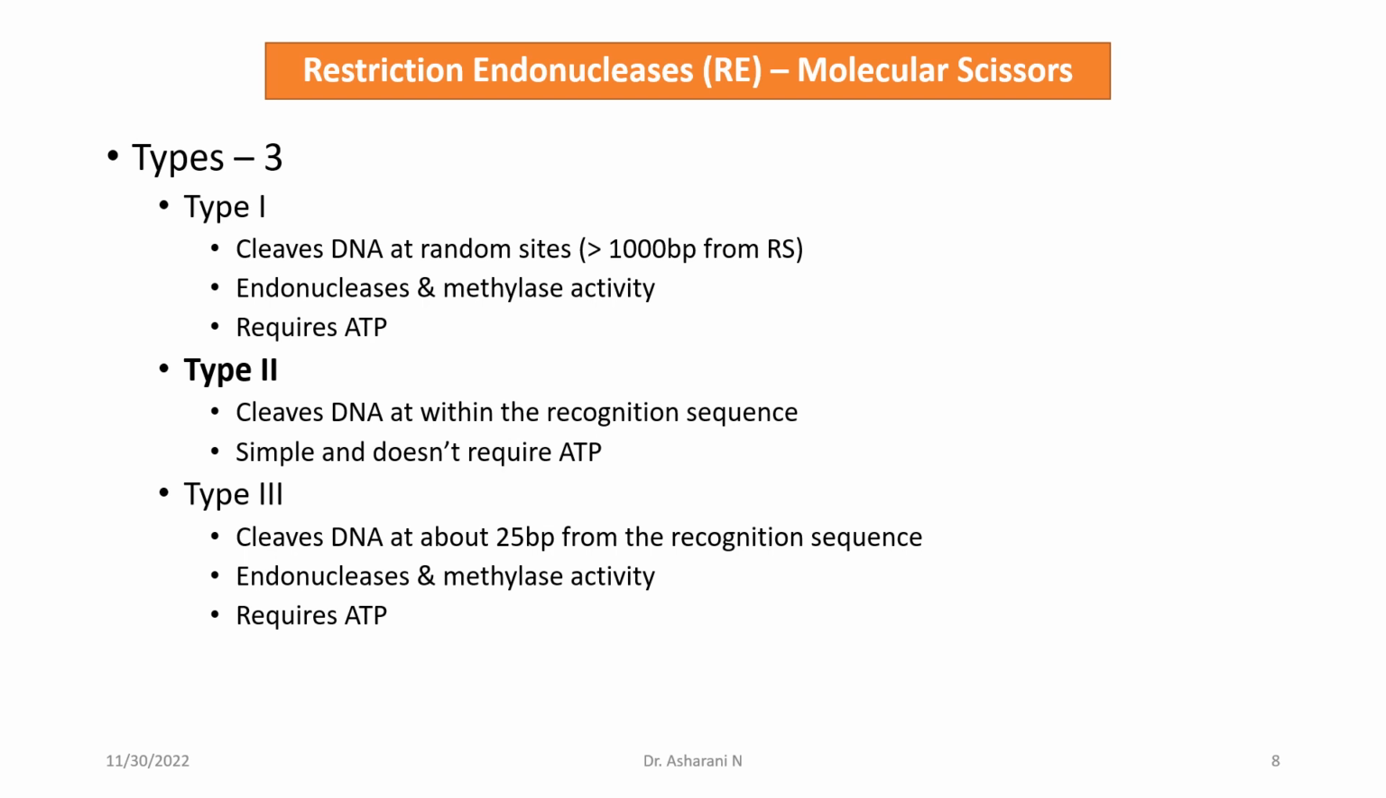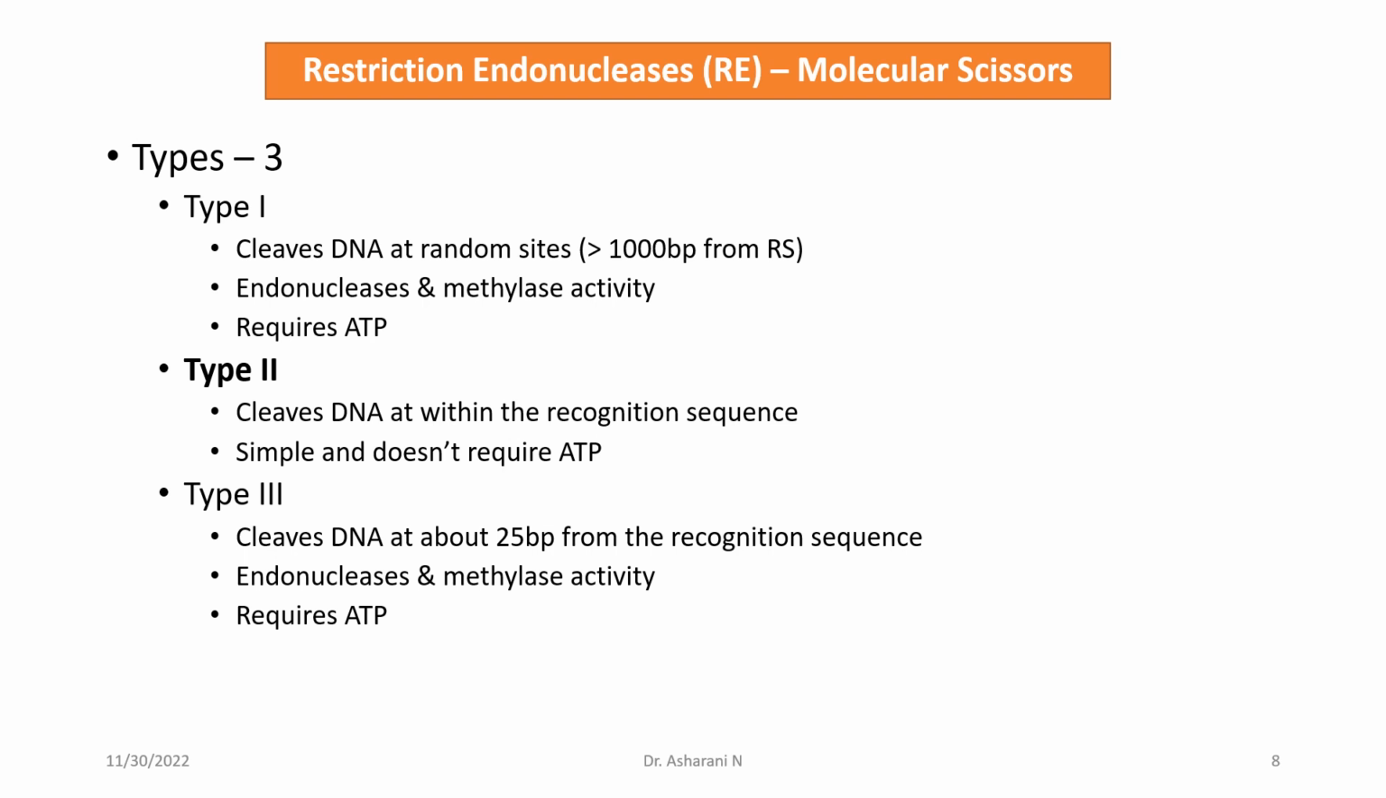There are three types of restriction endonucleases: type 1, type 2 and type 3. Type 1 cleaves DNA at random sites, which can be more than 1000 base pairs from the restriction sequence. These have endonuclease as well as methylase activity. And type 1 requires ATP for its action, that is, it requires energy for its activity.